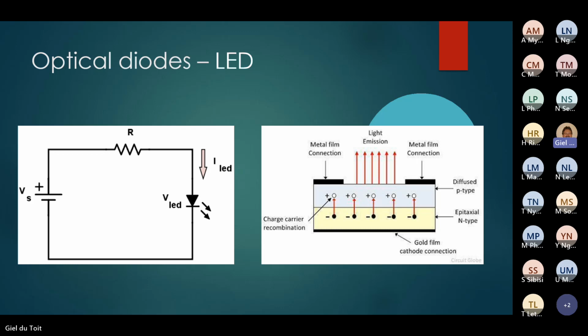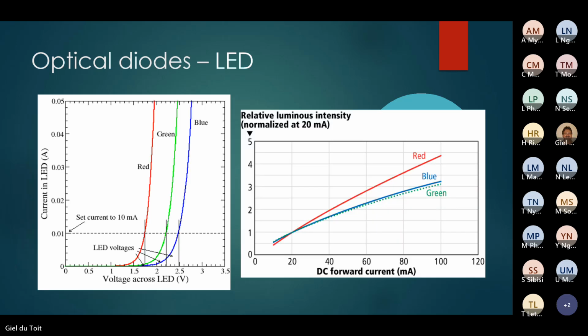I've already shown you this circuit, the current limiting resistor, and it will limit the current going through that LED. Different LEDs have different forward voltages. I just want to show you that again. A red LED forward voltage is about 1.8 volts roughly on the graph here. A green LED is about 2.2 volts. And a blue LED is very high, about 2.5 volts. So different color LEDs have different forward voltages over them.